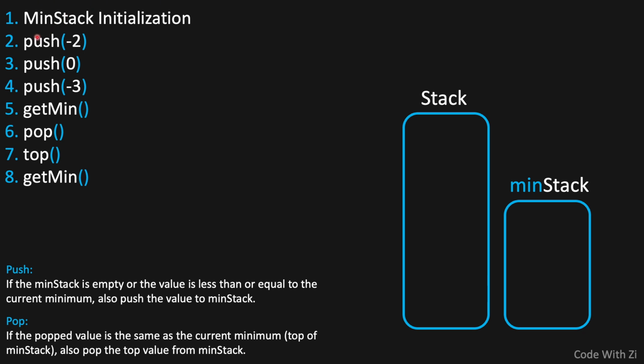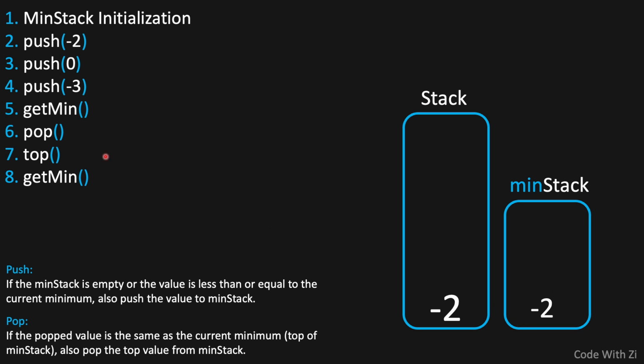As you can see, it says push -2. Well, we're going to push -2 inside of our stack like so. And then we're going to check our rules for our min_stack. We had a push, so we're going to check this one. We're going to say if the min_stack is empty, well, it is empty. If it is empty, we're not going to check the OR because we already know this is already true. Push the value to min_stack.